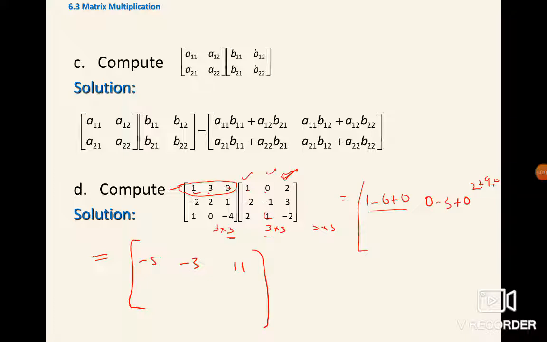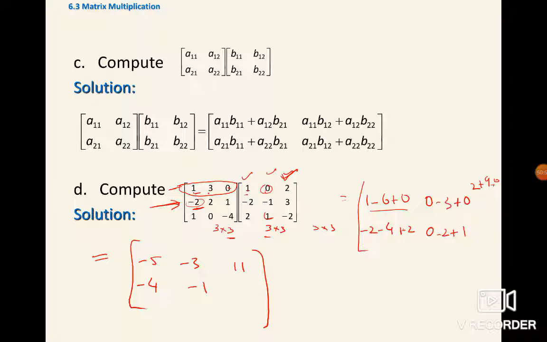In the same way we will take the second row and use it with every column of the second matrix. The second row with the first column: negative 2 with 1 is negative 2, negative 2 with minus 2 is minus 4, wait, 1 into 2 is plus 2. The answer is negative 4. Here we write. The same row with the second column: minus 2 into 0 is 0, 2 into minus 1 is minus 2, 1 into 1 is 1. So the answer is negative 1.